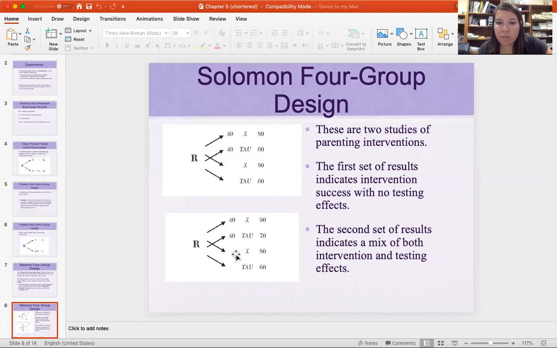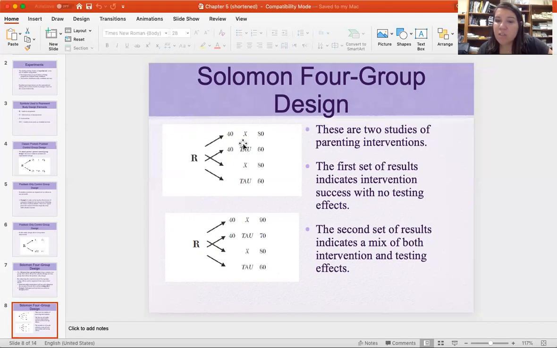So here, that's the same as the pre-test results, right? Then here you also give them a pre-test, and they got a 90 on the post-test, and then they got a 40 on the pre-test and a 70 on the treatment as usual post-test, and then they got an 80 and a 60, right? So the second set of results indicate a mix of both intervention and testing effects.